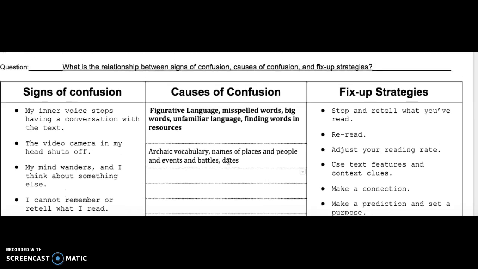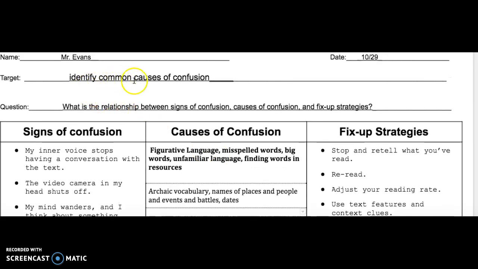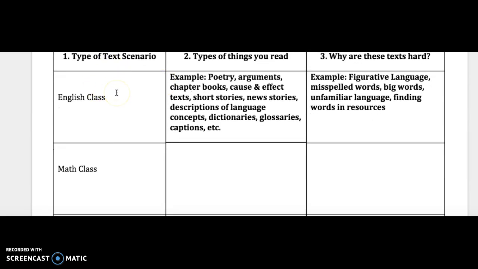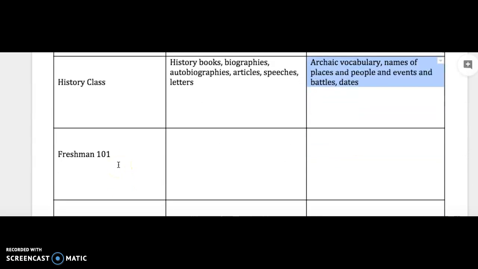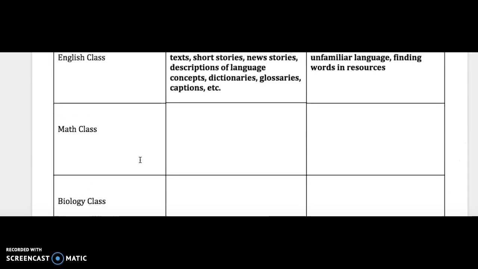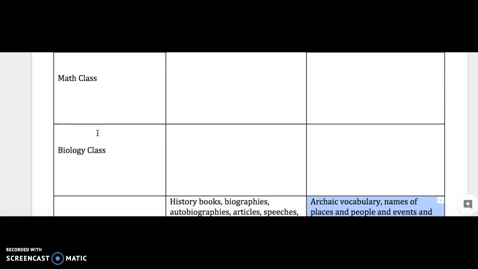And so that's how we can identify common causes of confusion. Make sure that you get examples for all of the scenarios: English class, math class, biology class, history class, Freshman 101, and free reading time. Notice I didn't complete them all because I left something for you to do. And then make sure you get it turned in for credit.